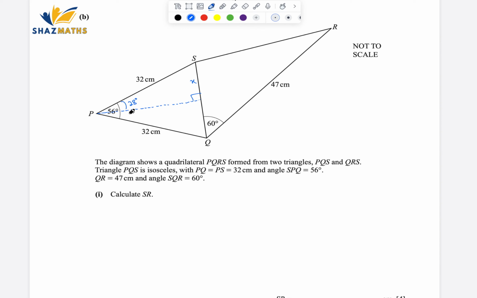Now, one of the most common mistakes I've observed is that even in other triangles, if it's a scalene triangle, students will still drop a perpendicular and think that it bisects the angle, which is very wrong. It is a property that is only applicable in the case of an isosceles triangle. Alright, so I dropped a perpendicular. If this is X, this is going to be X as well.